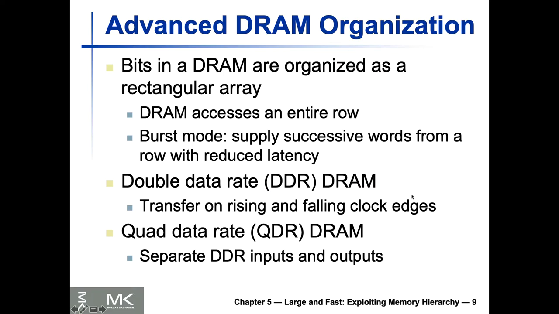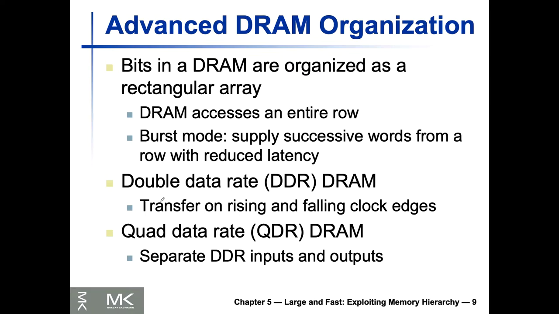Okay, so these are some slides for your information. It just talks about the bits and how they're going to be organized in DDR RAM. So they are in a rectangular array, and some of them support double data rate and quad data rate, okay? So it depends on the model. You can refer to your reference book for more information on this.